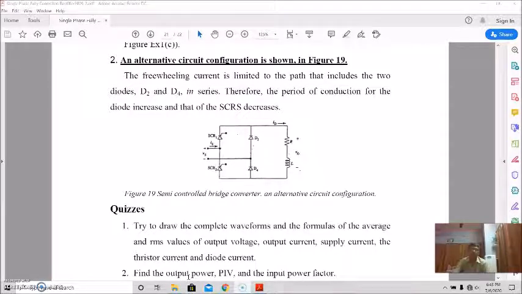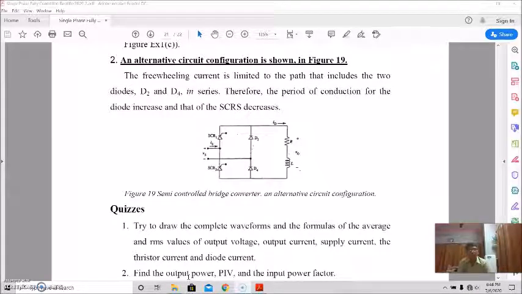So diagonally the two positions have been changed. Basically SCR2 and diode 3 have changed their positions: in place of SCR2 we have put diode 2, and in place of diode 3 we have put SCR3. Okay, so in this arrangement we can see what the difference will be and how the waveform will be formed. Let's see what happened.